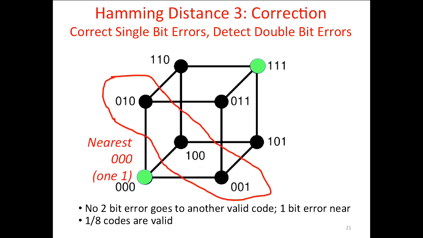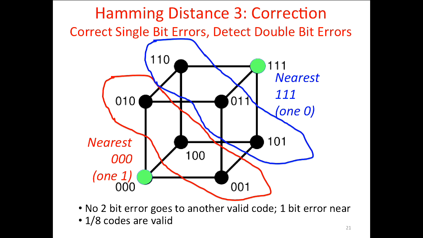Any single bit error will take me to one of these nodes, and those are at least 2 away from this code. So if I land on one of these, I know it's most likely a single bit error starting from that legal code word, so I can just correct back to that legal code word. Right? And similarly, up here, these 3 are closest to this one. So this is probably the legal value, the correct value.